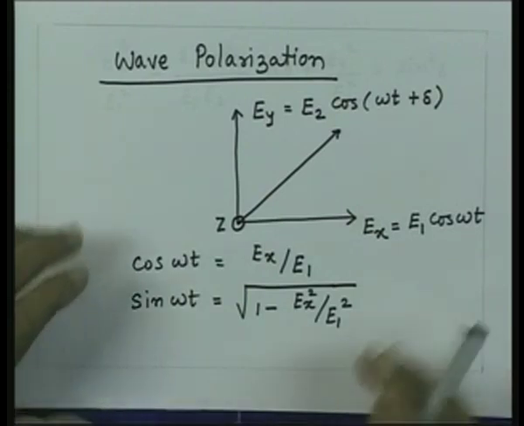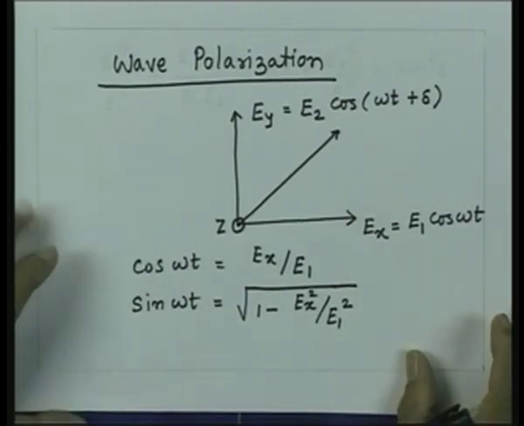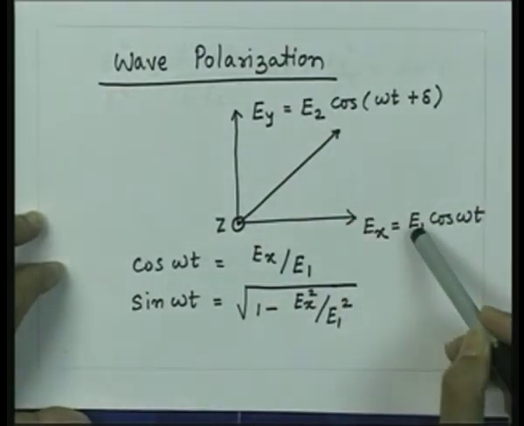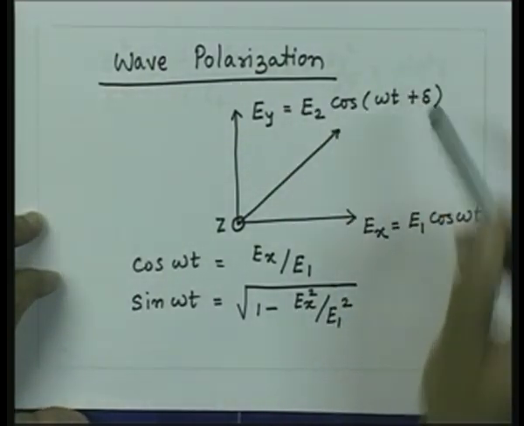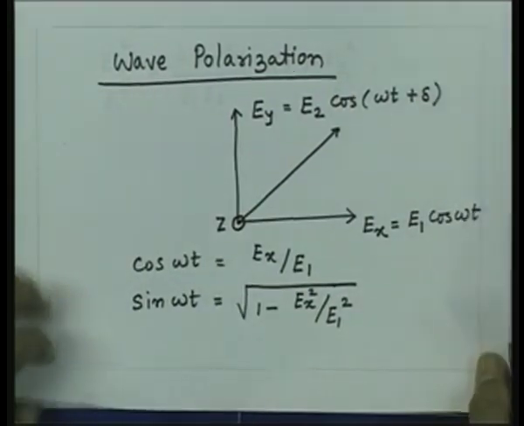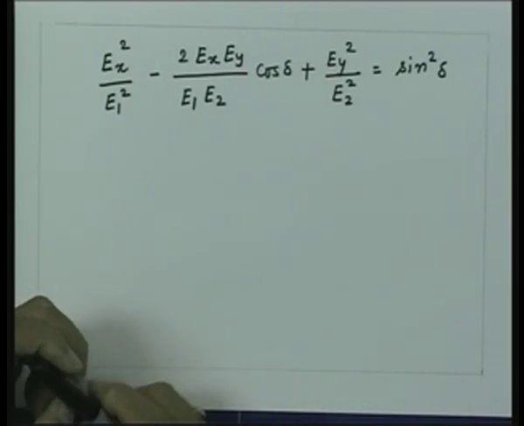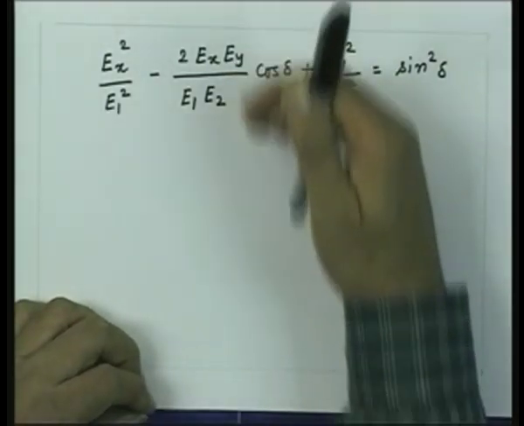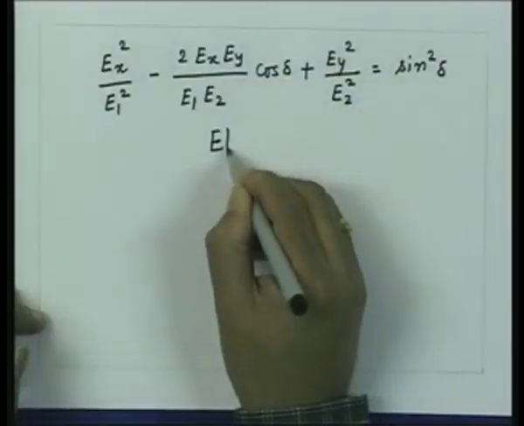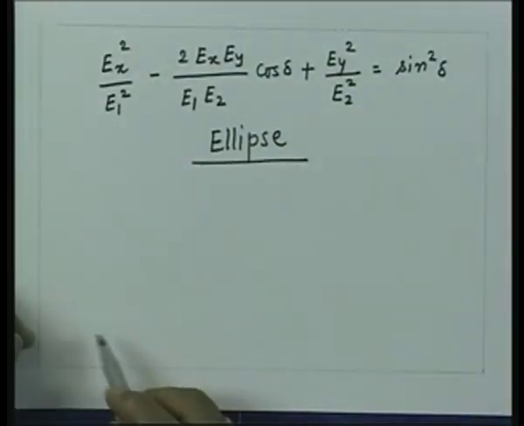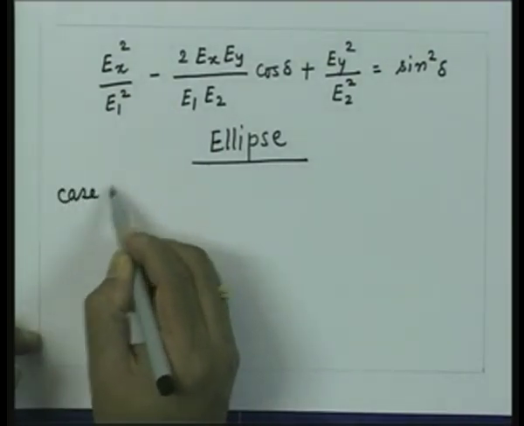So, essentially for defining the state of polarization, we have two parameters: the ratio of E2 and E1, and the phase difference delta. So, we can ask, if I change these two parameters, what are the different shapes this ellipse can draw? We can take the special cases. So, this is the ellipse equation, and I can take a case 1.